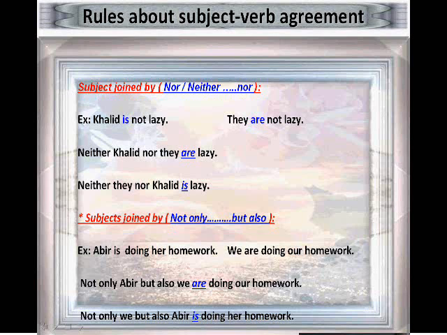I will just sum up what we have in front of us. The verb agrees with the nearest subject if the subjects are joined by neither nor. So we have here neither Khalid nor they are lazy, or neither they nor Khalid is lazy. And also if these subjects are joined by not only but also, and of course, also using either or.